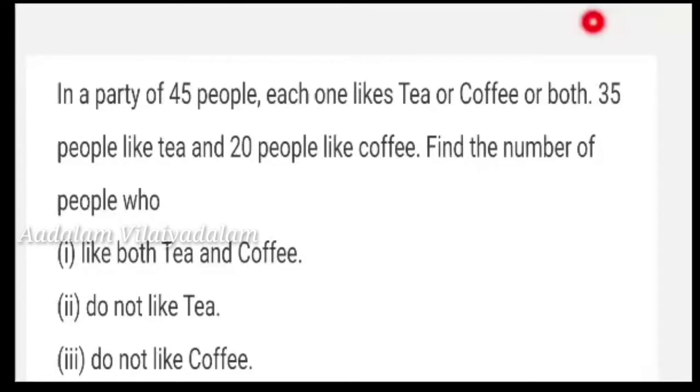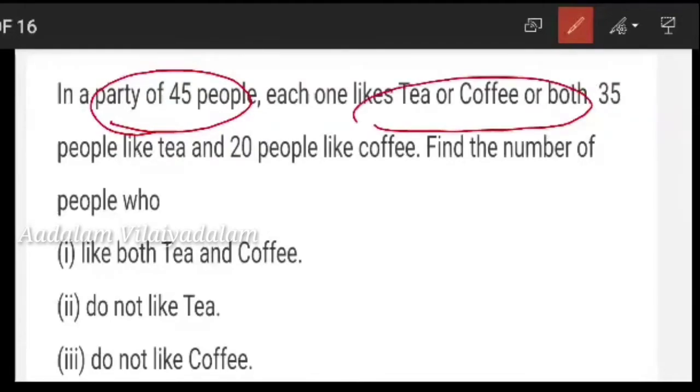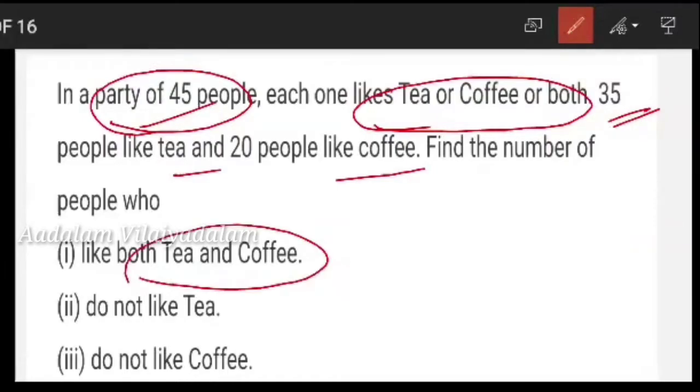Okay, dear students. In this question we can understand that in a party of 45 people, the total number of people is known, but we do not know how many people like tea or coffee or both. So we do not know the intersection, but we know the union of the people, that is the total number of people, 45. Now they have mentioned 35 people like tea and 25 people like coffee. Find the number of people who like both tea and coffee.